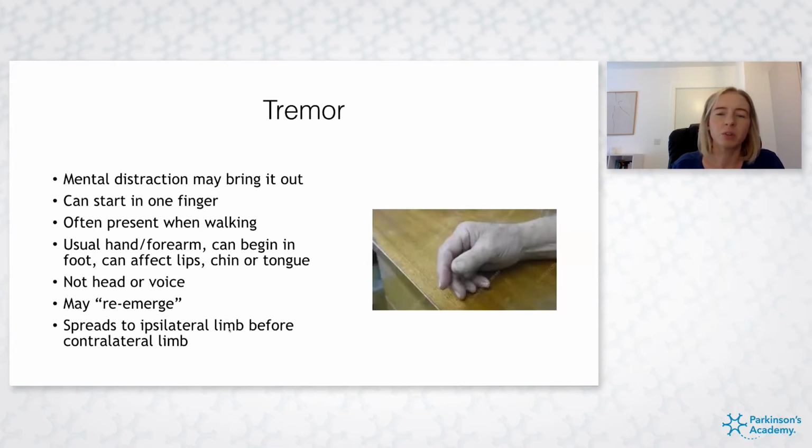And although rest tremor is what we think of classically in IPD, of course, some patients don't have it at all, and they have more of an akinetic rigid variant of Parkinson's. And about one in 5 patients with Parkinson's will have an additional postural tremor in addition to their rest tremor.